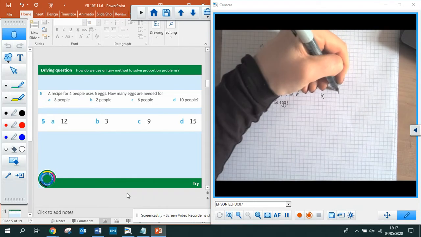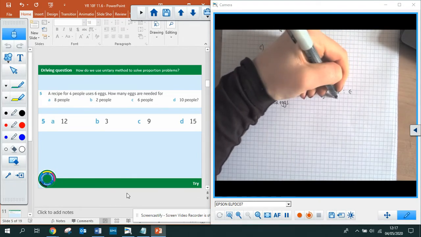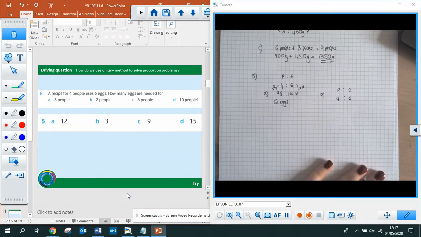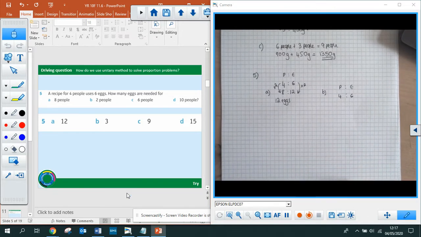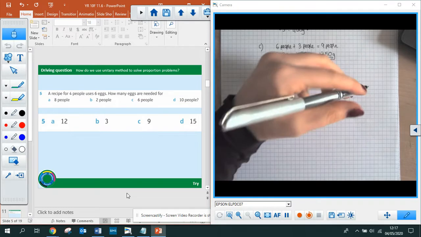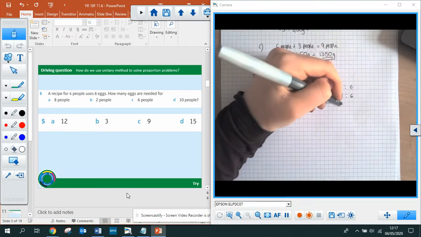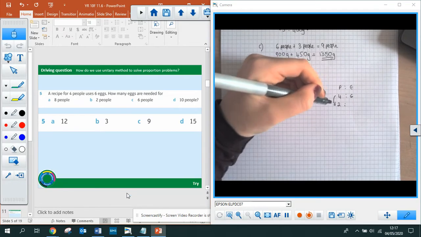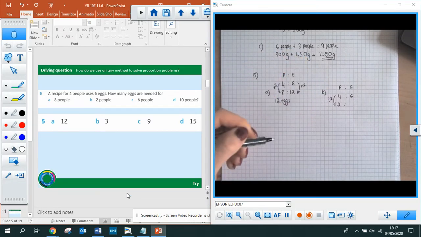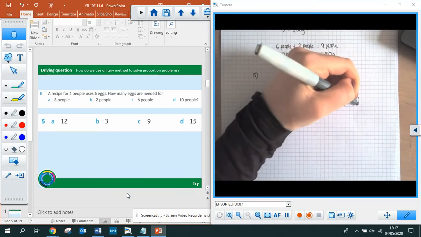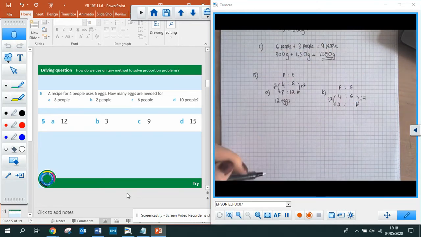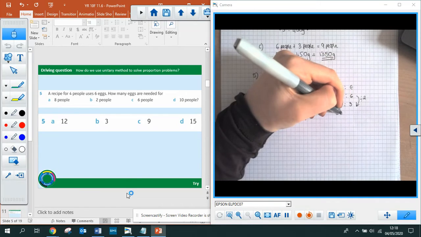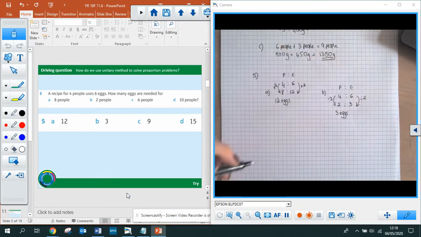Again, we've got the same ratio, people to eggs, 4 to 6. That's from the question. And then it's asked us how many eggs are needed for 2 people. Okay, so our people part can be filled in. Then we say, how do we get from 4 to 2? Well, I divide by 2. I halve 4, so I divide by 2. So I'm going to do the same with my number of eggs. 6 divided by 2 is 3, and therefore 3 eggs are needed for 2 people.